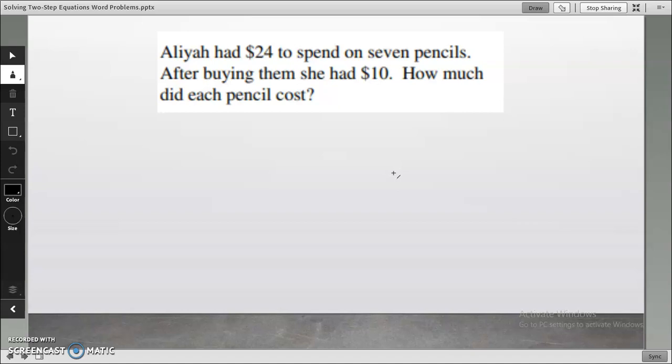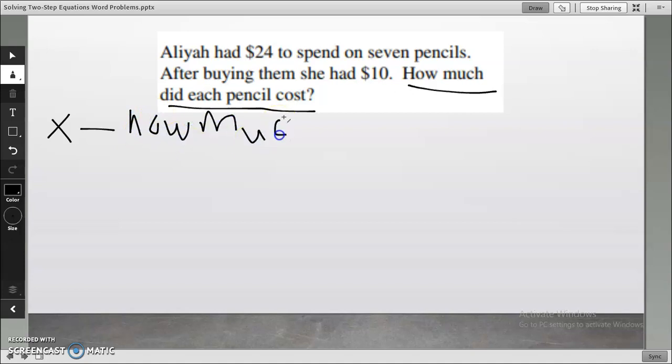So I need to figure out what am I solving for? Well, I'm trying to figure out how much each pencil cost. So I'm going to say x is how much each pencil costs. All right, so I always define my variables. So that's what my x is, how much for each pencil. So she had $24 to spend on 7 pencils. After buying them, she had $10.